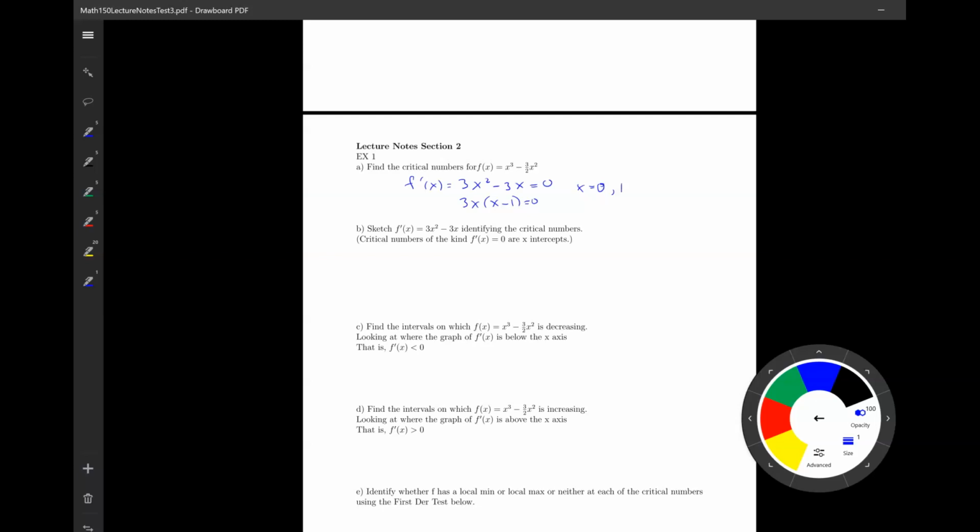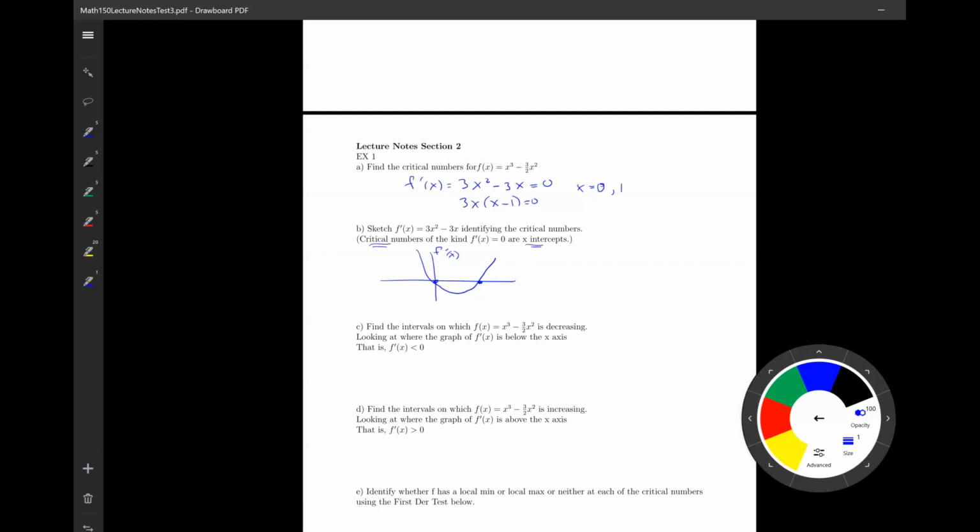All right, so if I was to graph this, and this isn't a very difficult graph, it's a parabola facing upwards, and I know the roots are 0 and 1. There we go. So this is the graph of the derivative. All right, so the x-intercepts are the critical numbers, right?